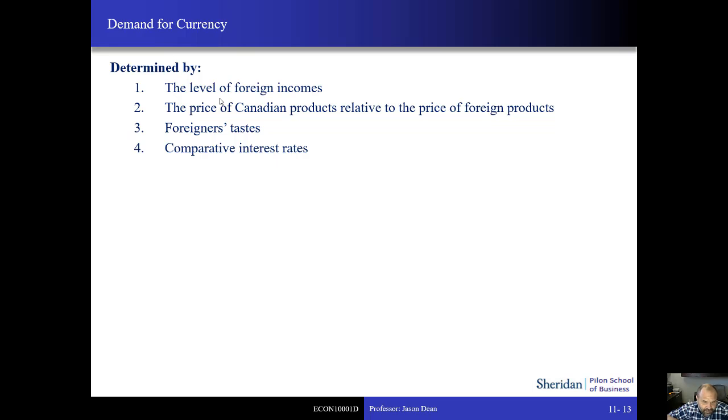Comparative interest rates are very important. If the return on, say, a government security like a T-bill is higher in Canada than in the US, and they both have equal risk, then large pension funds or mutual funds that park large sums of money would be more interested in getting that higher rate.